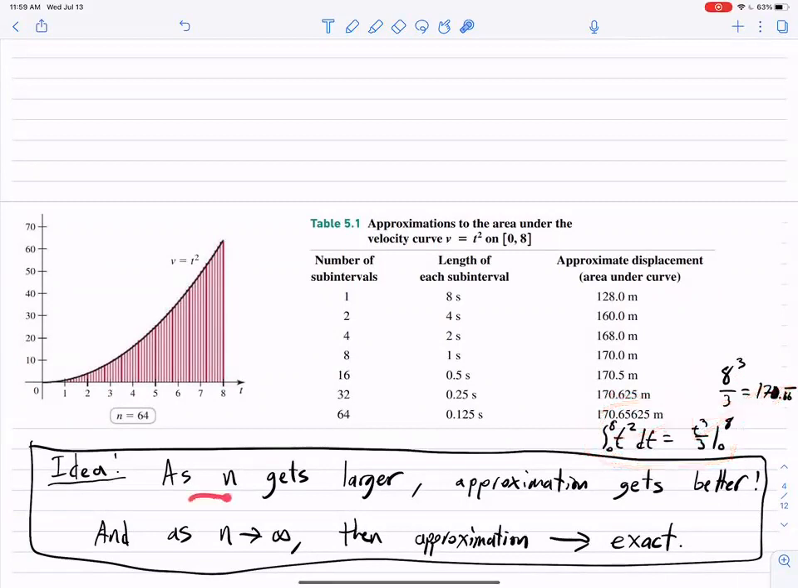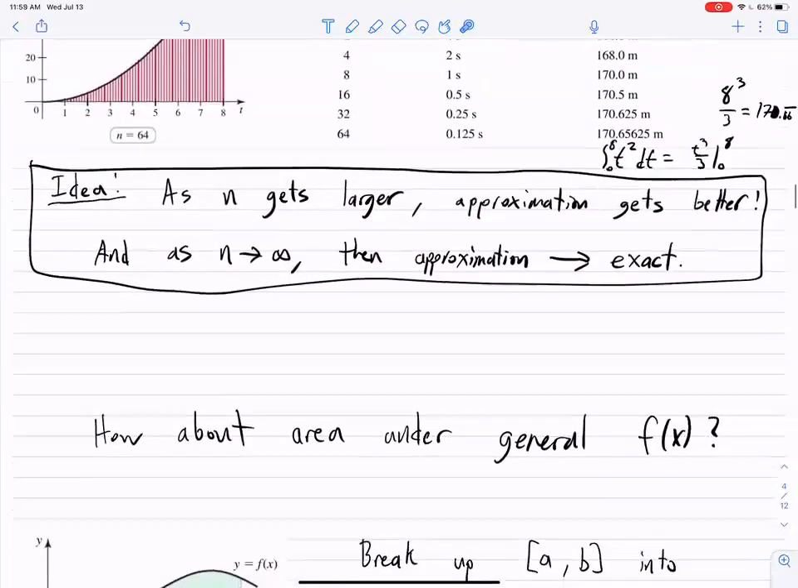But the idea is that as n gets larger, the approximation gets better, right? That's a pretty dang good approximation when we get to 64. It looks really close. And the idea is that as n goes to infinity, it's no longer an approximation, it's now exact. And so that's going to be the key idea on how we calculate this exact area. The exact area is going to be by taking this approximation and going in this limiting process to infinity.